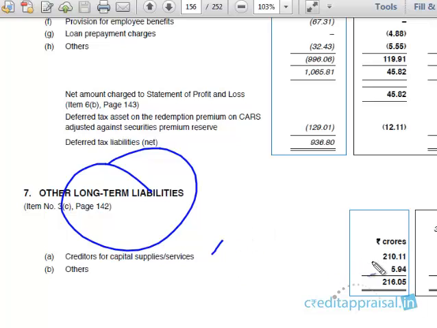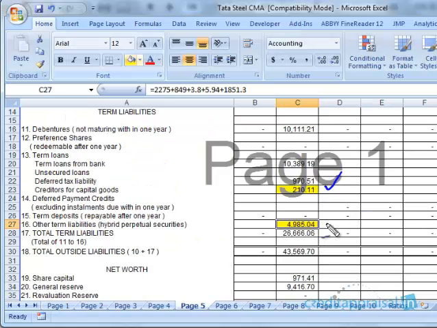So let us put this item, and there's also another small item, 5.94. This we can put under other term liabilities. So 210 goes into creditors for capital goods, and this goes into other term liabilities, which includes 5.94. So this 210 is the creditors for capital goods, and we are classifying it as a term liability.